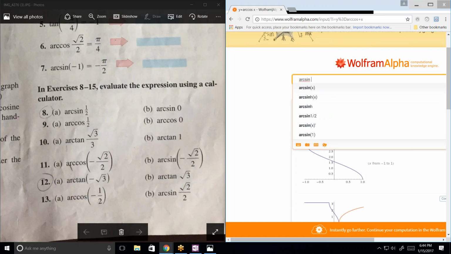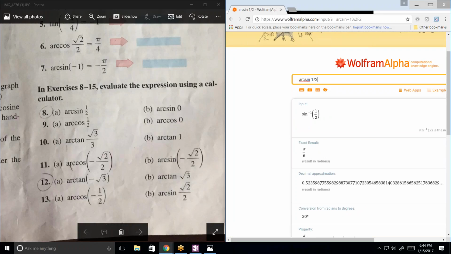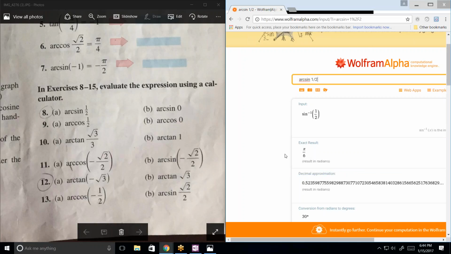Sine of 1/2. Excuse me, the arc sine of 1/2. Let's see if I needed parentheses there. Nope, it put them in there for me. And it gave me the exact result. And notice that it gave me the result in radians. How nice. That's what we want.